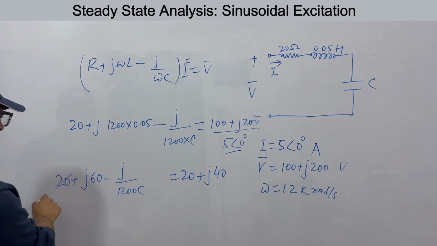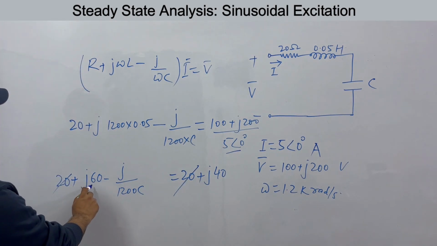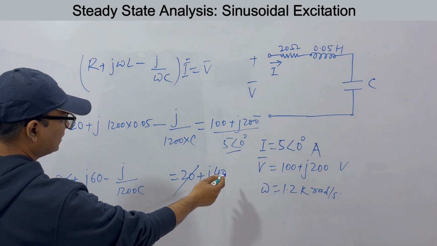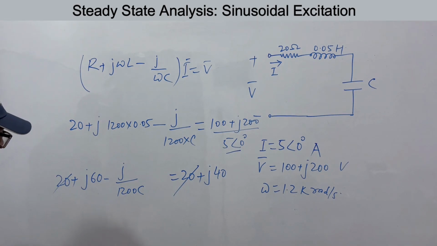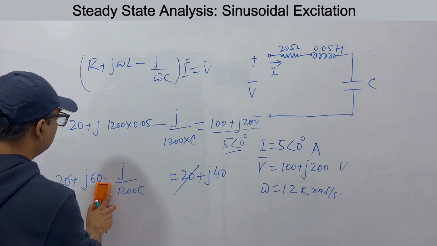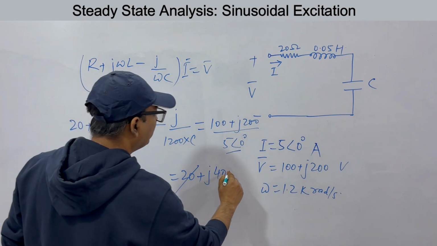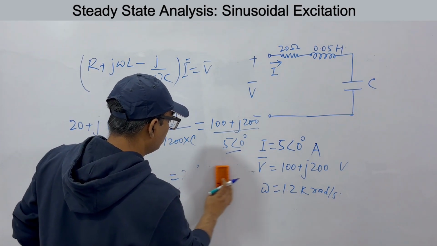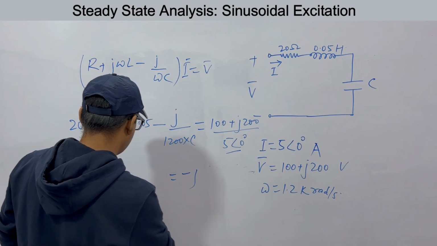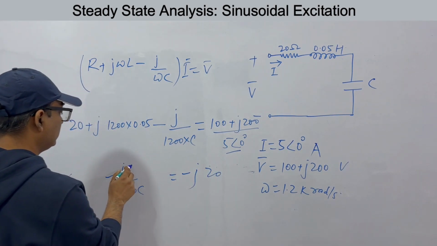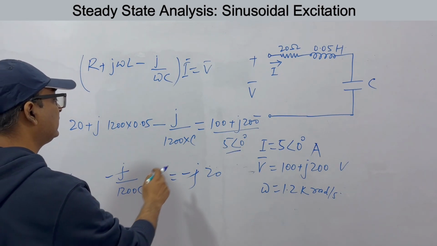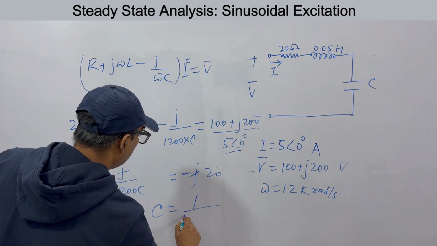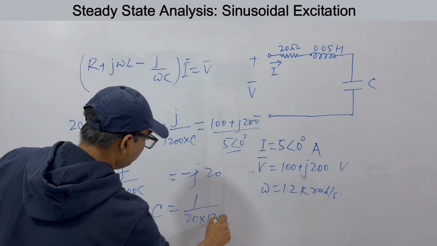Now, 20 cancels. If you take j60 to this side, it will be minus j60. So finally you will get minus j20. So this cancels. From here, C is equal to 1 by 20 into 1200 farads.